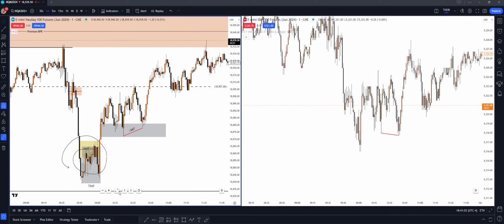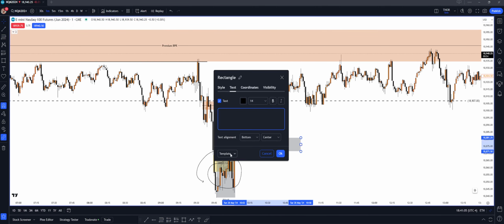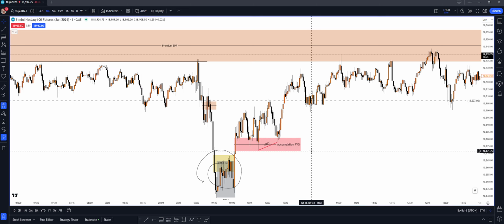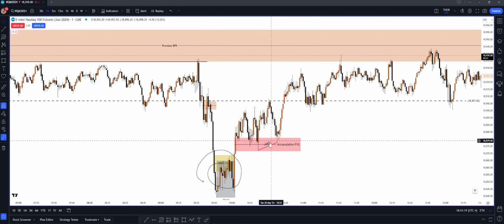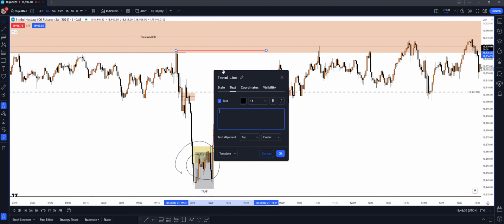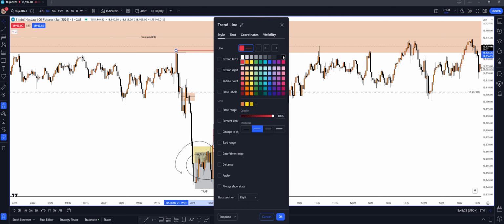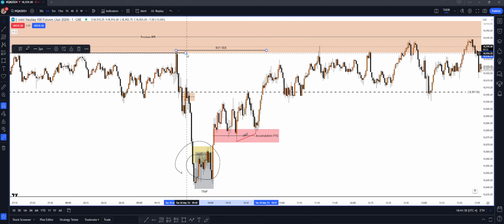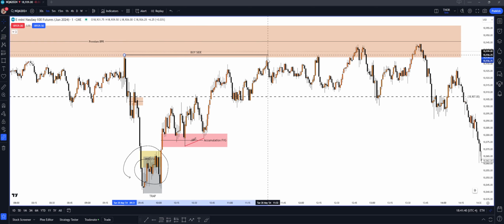long entries. Let me annotate this as accumulation FVG. But the most important thing here is that the market formed a divergence, and once it's there, now you have a buy model. Where's the buy side? The highest probability buy side is the closest buy side, which is the high that was formed at 9:30. I'm going to take this as buy side. I'm going to draw it in time.